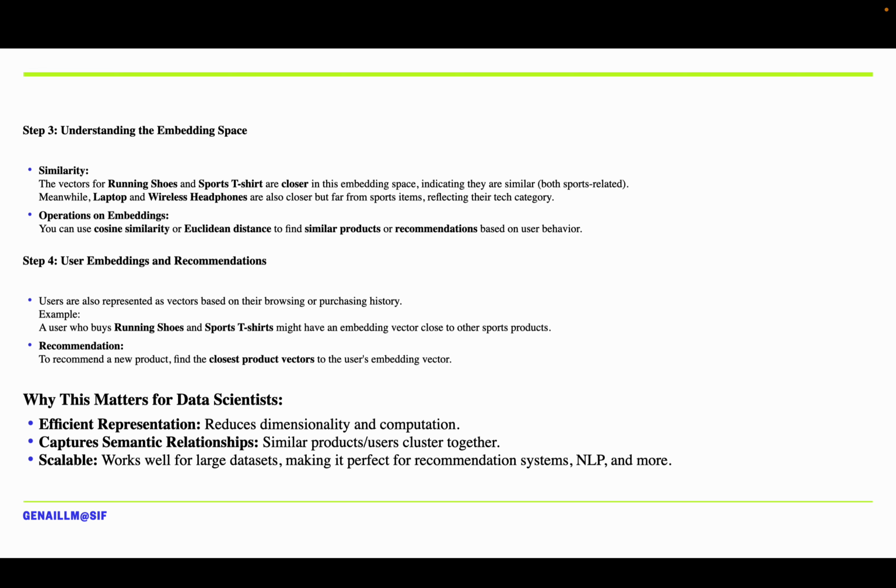Why does this matter for the data scientist? Because it is an efficient representation that captures semantic relationships, and it is scalable, reducing dimensionality and computational expense. Similar products and users are clustered together. It works well for large data, making it perfect for recommendation systems, NLP, and more.